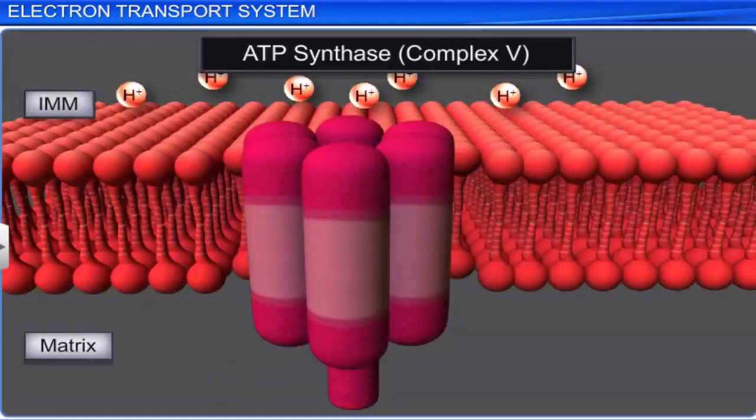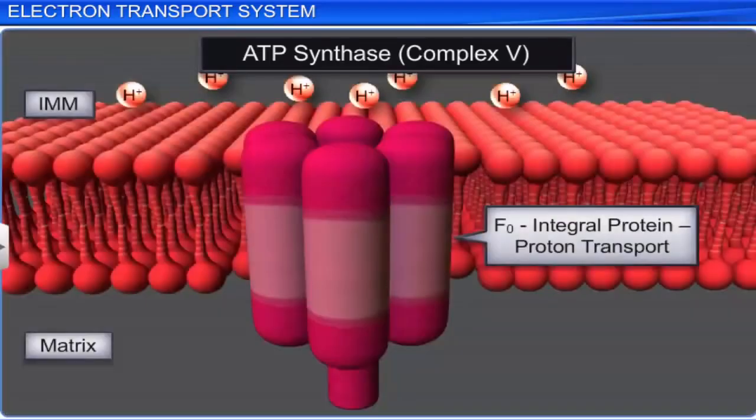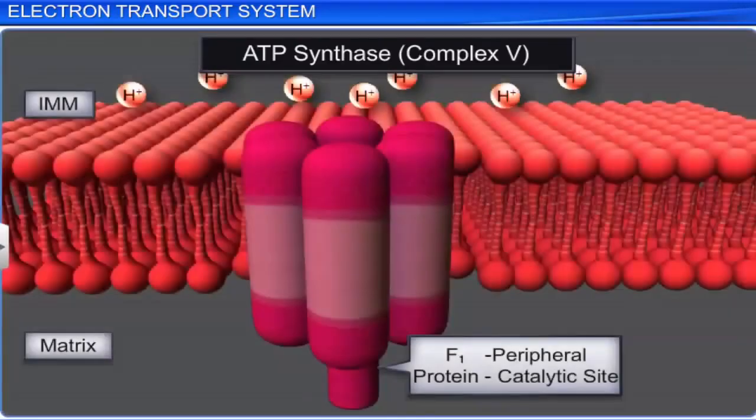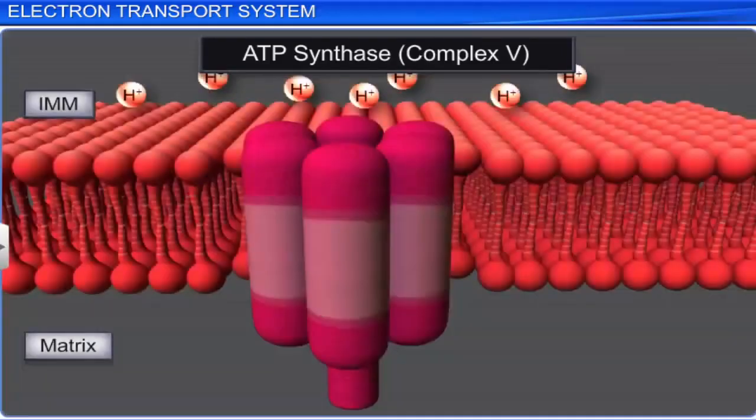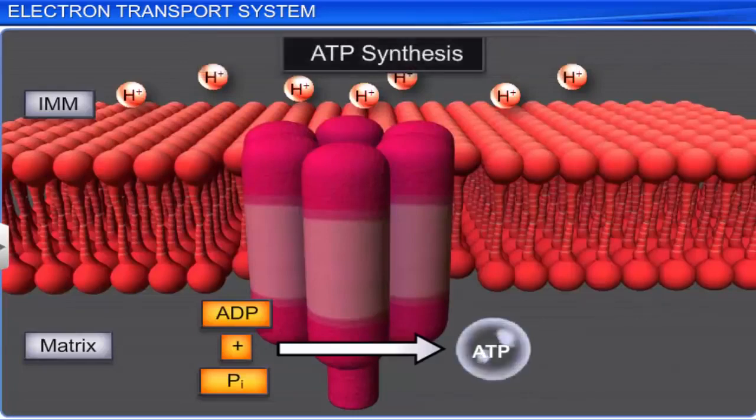ATP synthase consists of two components, F0 and F1. While F0 is an integral protein that is used as a channel for proton transport, F1 is a peripheral protein and a catalytic site responsible for ATP synthesis. The energy derived from the proton pumping is used for the synthesis of ATP. Thus, when two protons are pumped from the intermembrane space to the mitochondrial matrix, one molecule of ATP is synthesized.